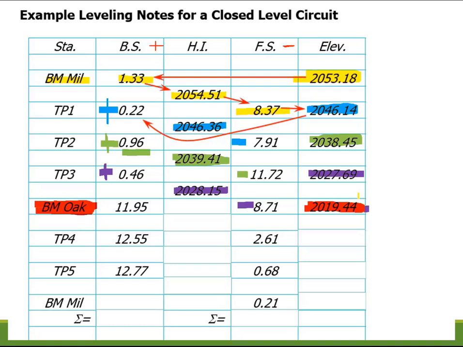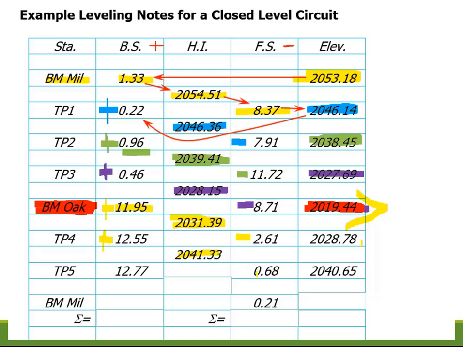From our benchmark elevation, we set up the instrument and take a backsight on the benchmark, so that becomes a plus in the column and gives us our height of instrument. From there, subtract the foresight, gives us the elevation of ground. Go through this one more time. We add the backsight, gives us height of instrument, subtract the foresight, gives us ground, and then one yet more time, we add and then subtract, gives us height of ground.